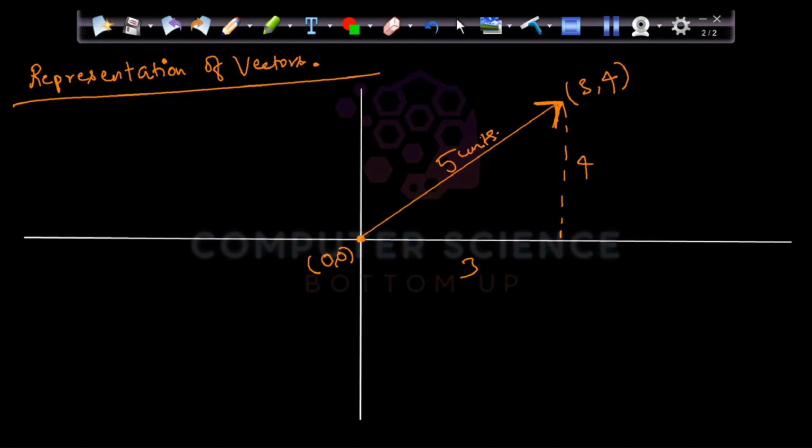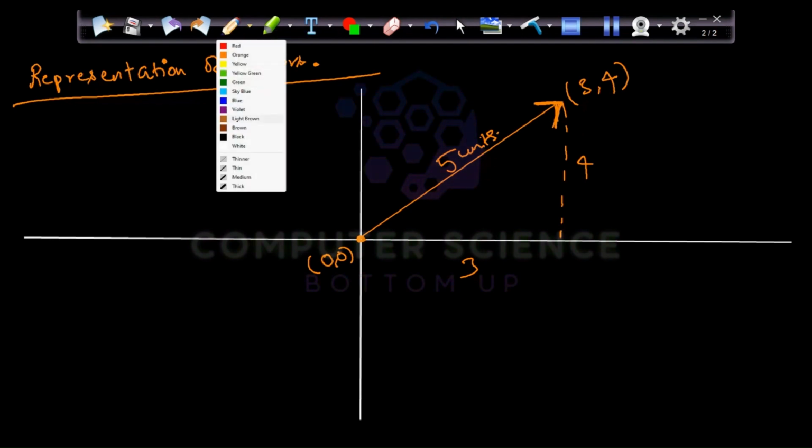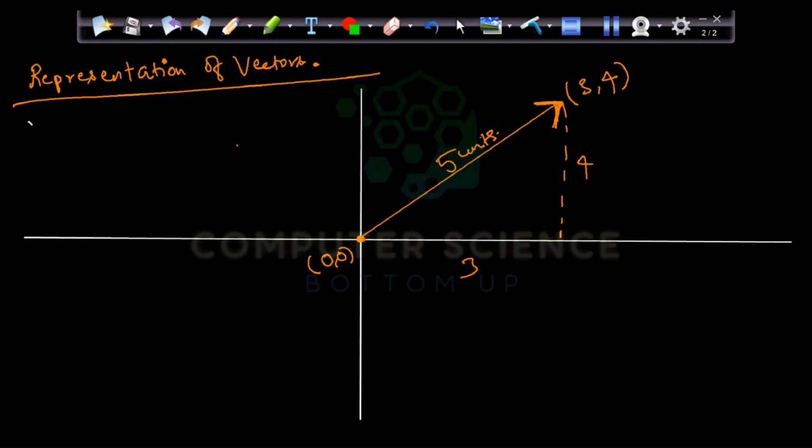So how do you represent a vector? A vector can be represented in different ways based on different applications. Particularly in linear algebra, we will see a vector represented as an ordered list. But these are different ways of representing vectors. One is using an arrow, where the length of the arrow, which is here 5 units, represents the magnitude, and the pointing of the arrow represents the direction of the vector.